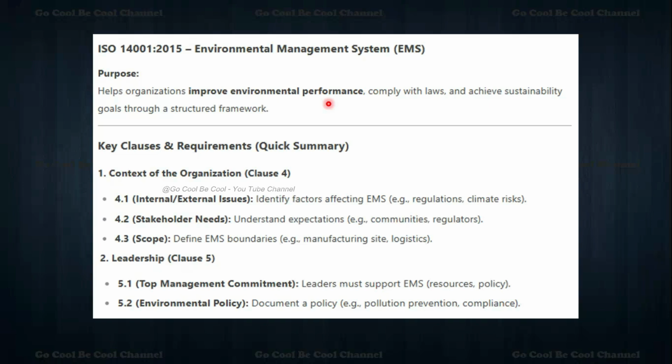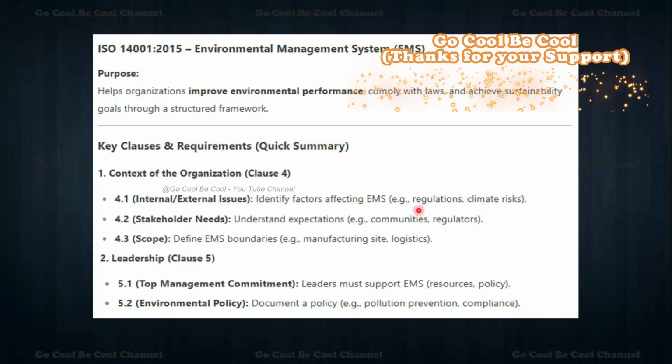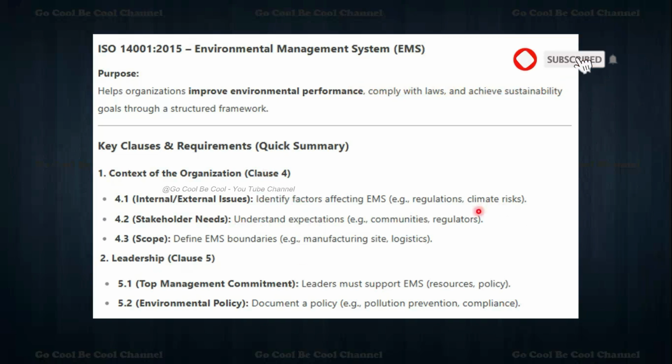Context of the organization, clause number 4. Generally we have internal and external issues, 4.1. It identifies factors affecting the EMS, generally regulation and climatic risks. This is the main area, the eagle eye view, of what the context of the organization talks about. 4.2 is stakeholder needs: understand expectations, for example of communities and regulators. 4.3 is the scope. What is the scope we have for doing this EMS? Define EMS boundaries, for example manufacturing sites and logistics.